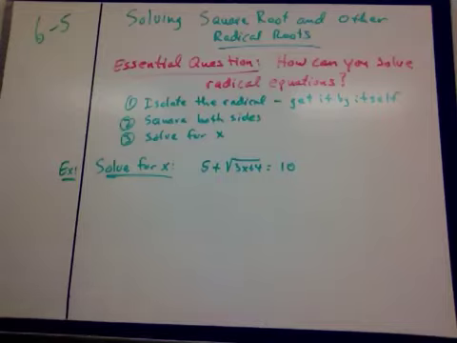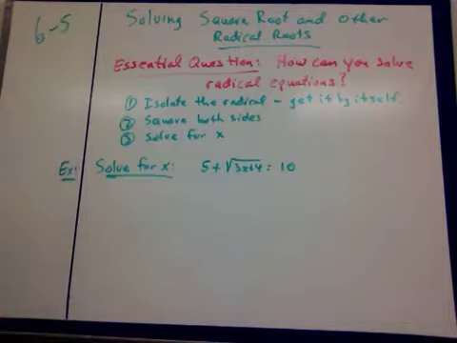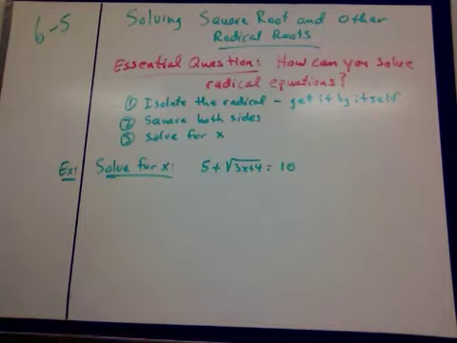Alright, here we go, Algebra 2. 6.5, solving square root and other radical roots. Okay, now we're back to solving for x. Before we were just combining terms and all that kind of stuff, looking at radical and exponential form, or rational form. Now we want to look at solving for x again, something we've been doing here all along. Our essential question is, how do you solve radical equations?